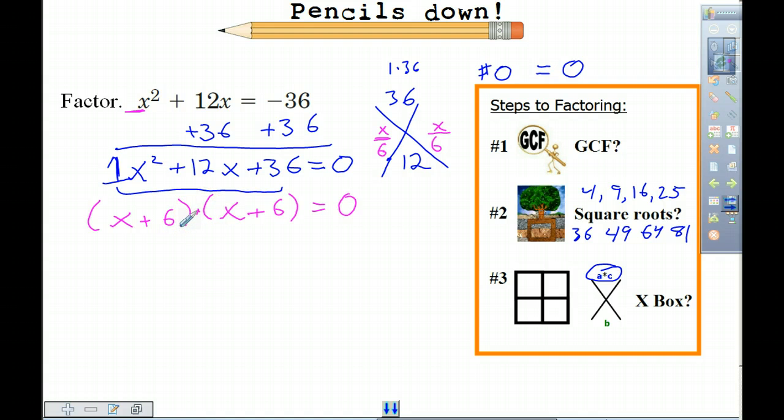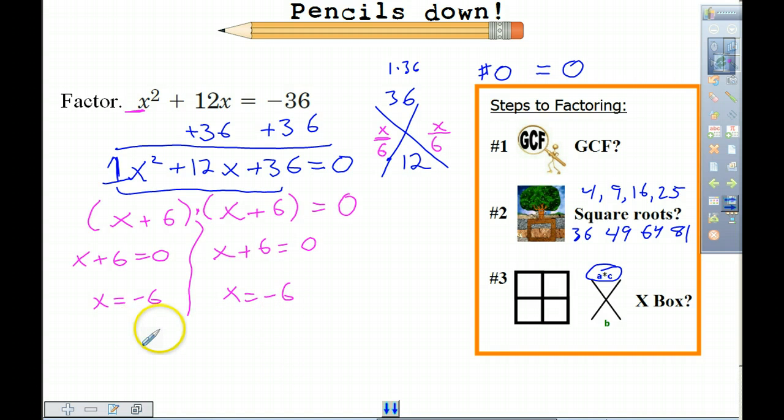Now we have multiplication, right? This is x plus 6 times x plus 6. So, a squiggly line. Now you notice that they're both the same. So, the answers will be the same. They both come out to negative 6.